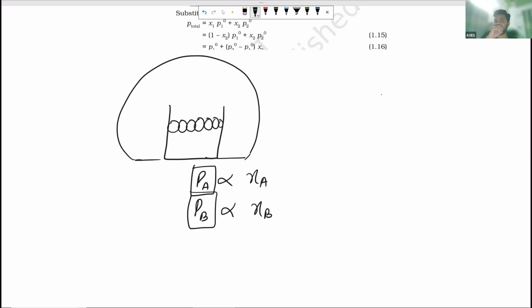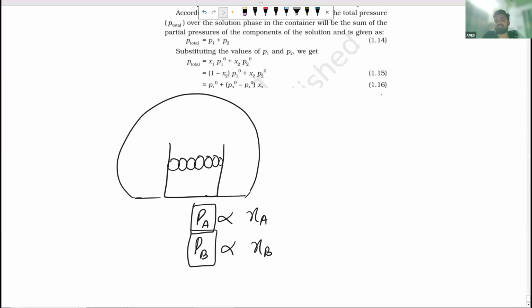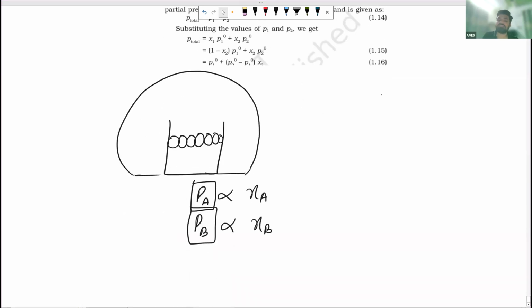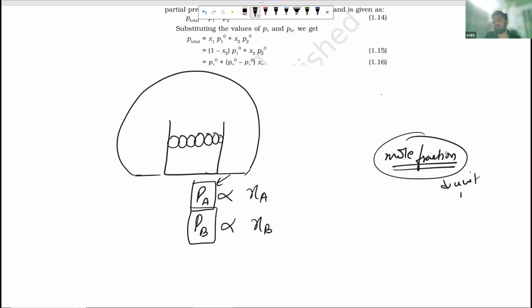You are saying that it is directly proportional. Since this is PA, a pressure unit, and this is the mole fraction of A, and mole fraction does not have any unit, it is a unitless quantity. And you are equating it with pressure, which has a unit. So it should be multiplied with something which has the unit of pressure, so that pressure is equated to pressure.